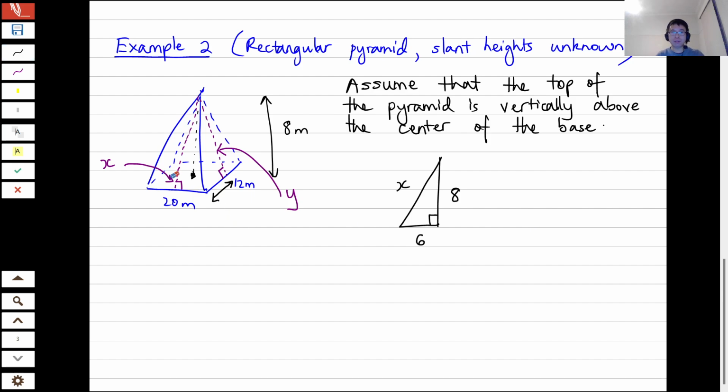if I think of the other slant height Y, the height of the pyramid is still 8, but this time I'm going halfway along the side length, which is 20 meters. Half of 20 is 10. So now I've got a situation where I need to use Pythagoras' theorem to solve for X and Y. So let's go ahead and do that.